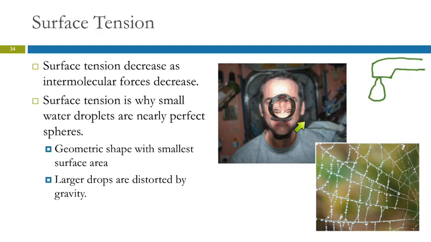Here, this is actually that same astronaut. Here he's looking at a big drop of water on the space station, and it's going to be perfectly symmetrical, perfectly spherical, because there's no gravity affecting it.